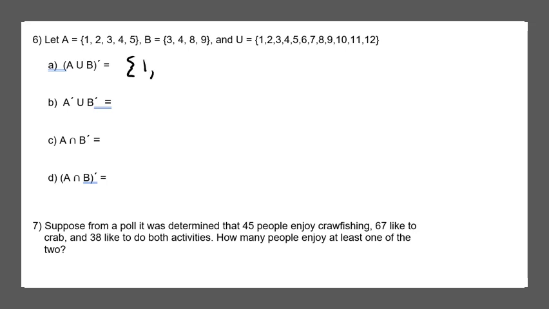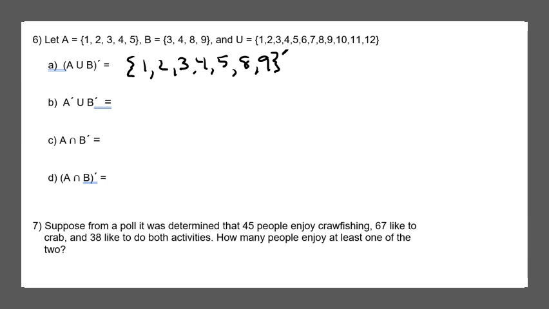So I'll throw in A. Then I'm going to throw in B. Well, I already have a 3. I already have the 4. I need the 8 and the 9. Now I need to take the complement of this. So I just combine A and B together into one set. Now the complement is what's not in this set.